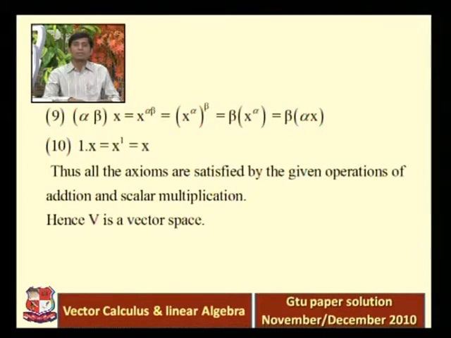Okay, we satisfied all the 5 conditions for addition and 5 conditions for scalar multiplication. So that's why this V is a vector space. Okay, so this question is complete now, and this question was asked for 5 marks in this question paper, right? Next question.